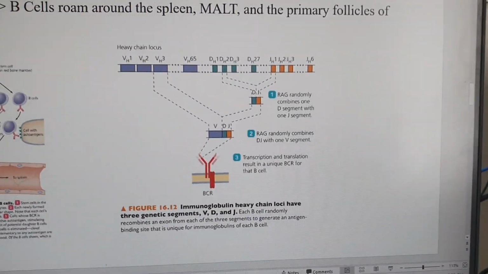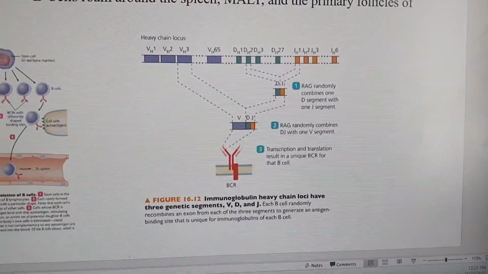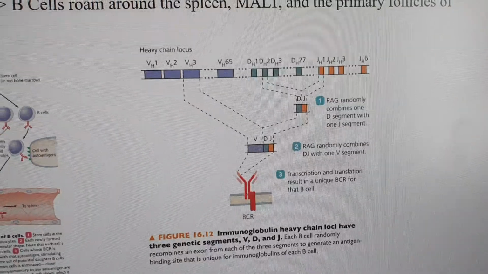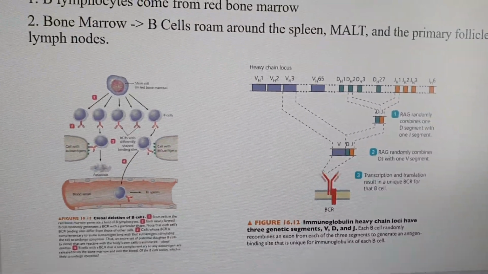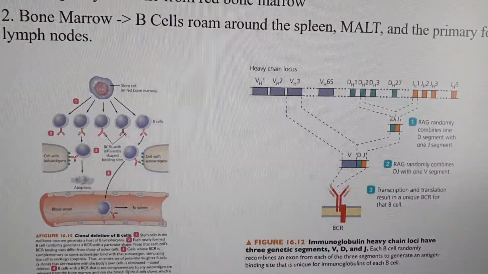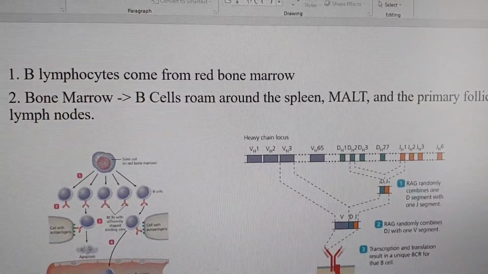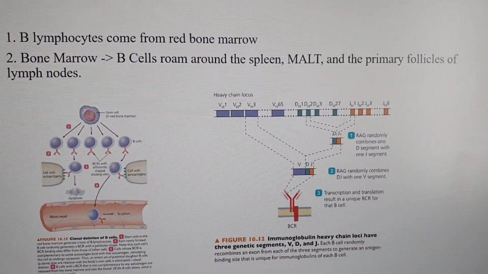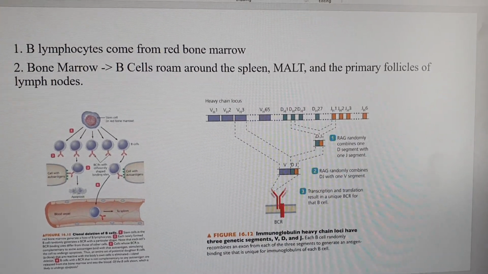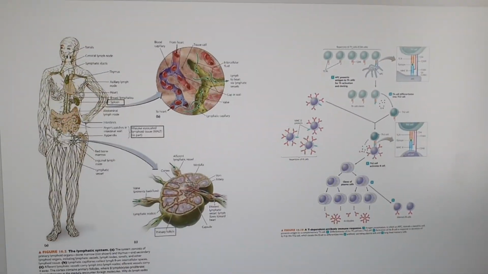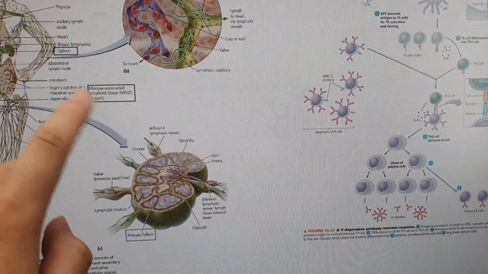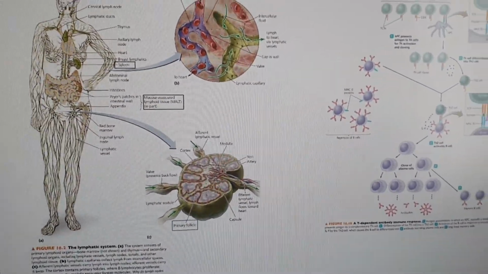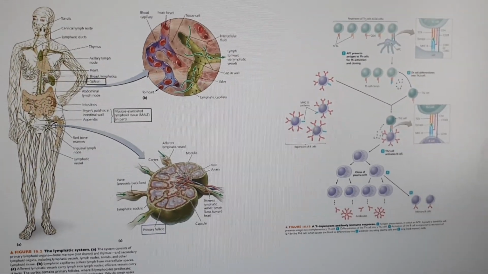Okay, so just like T cells, they use different kinds of gene combinations to formulate different types of antibodies. And from the red bone marrow, B lymphocytes are created, and they roam around the spleen, mouth, and primarily the follicles of lymph nodes. Okay, so these marks, they roam around those places.